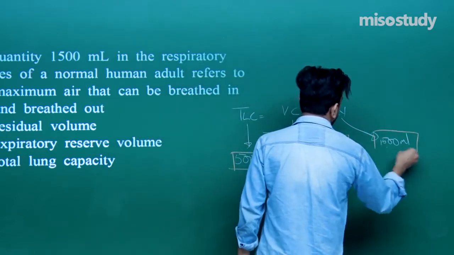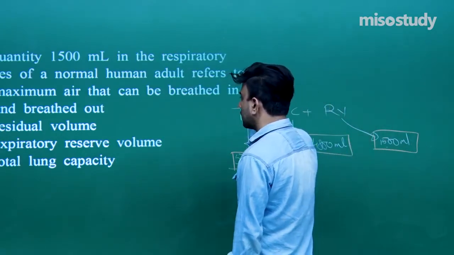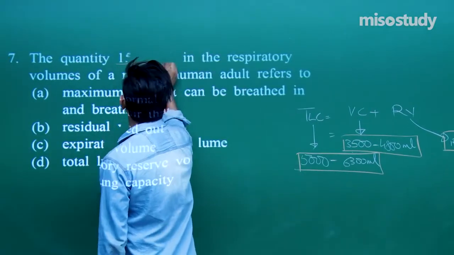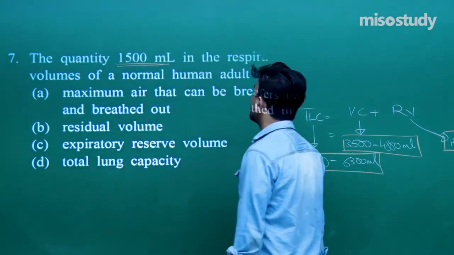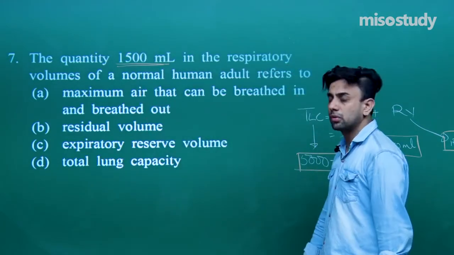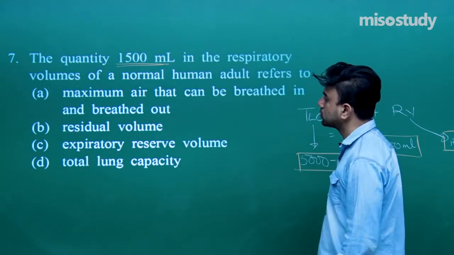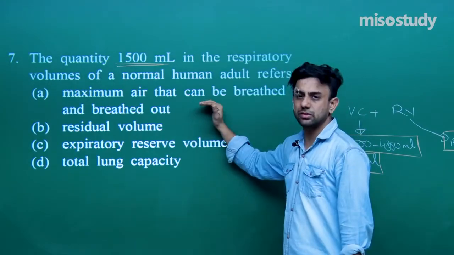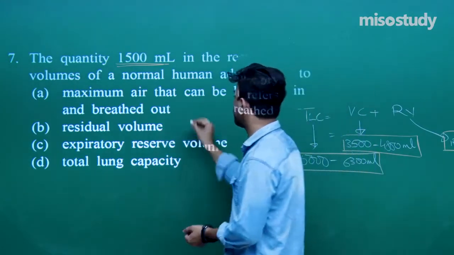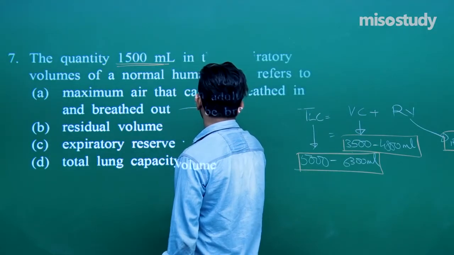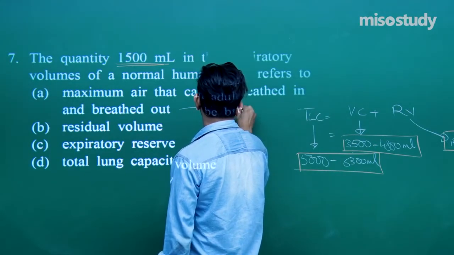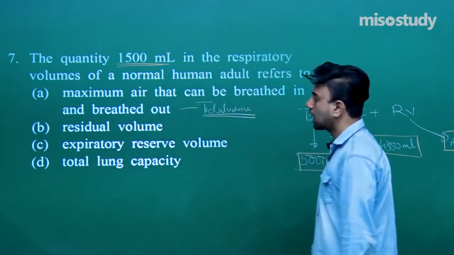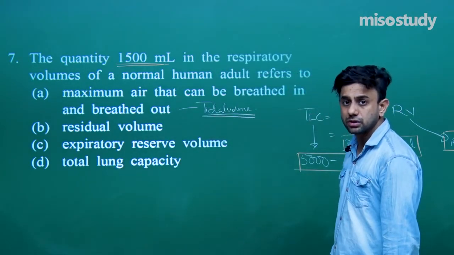Right. Now, what is the residual volume? The quantity 1500 ml in the respiratory volume of a normal adult refers to the maximum air that can be breathed in and breathed out. What is this? This is the tidal volume. This is the normal volume which can be breathed in and breathed out during normal respiration, right.